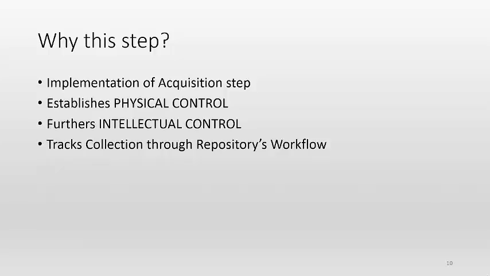Accessioning implements acquiring the collection. It establishes physical and intellectual control. Accessioning are the systems used to track the acquisition of a collection and to move it into the repository's workflow so that it gets processed, arranged, described, and made available for research.